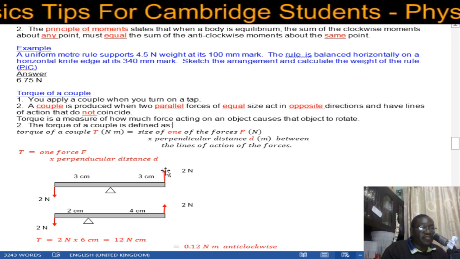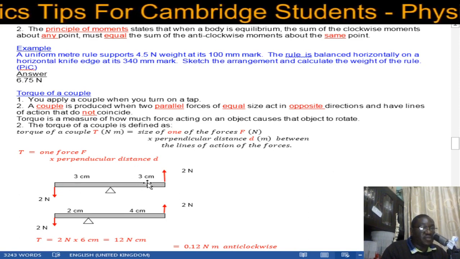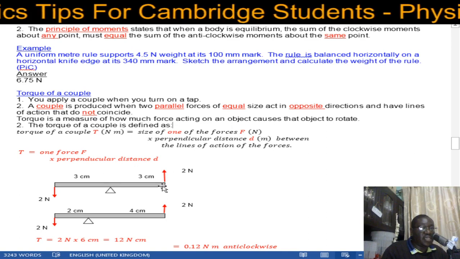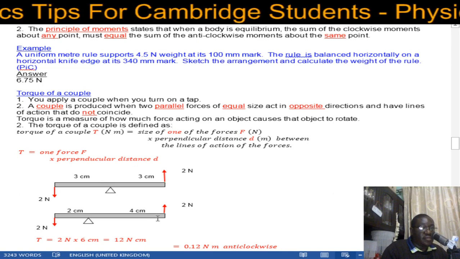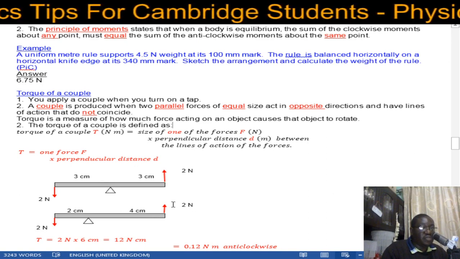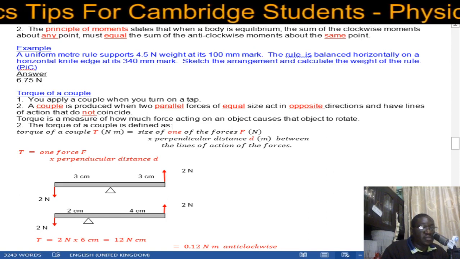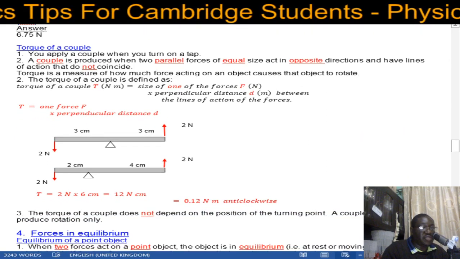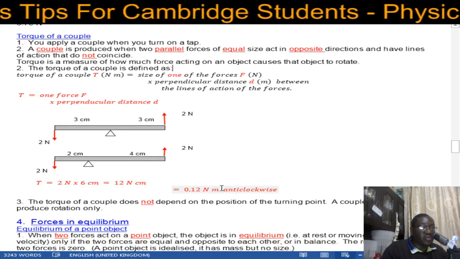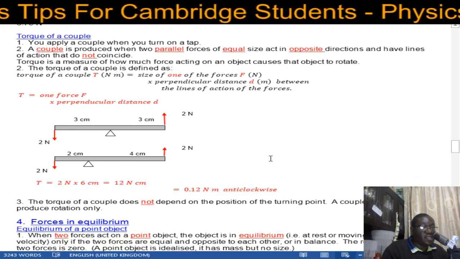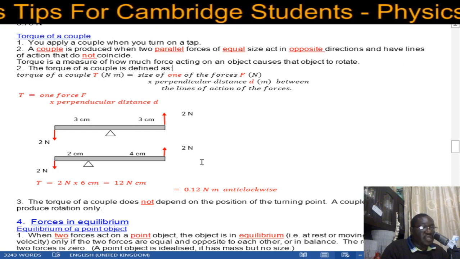So if you say one force multiplied by the total distance between them, so that's 6. So 2 times 6 there will be equal to 12 Newton centimeters. Okay. Then for this one, it's going to be 2 times 8, which is 16 Newton centimeters. You could convert this into Newton meters again to get 0.12 Newton meters, or the 0.16 Newton meters in the second case.